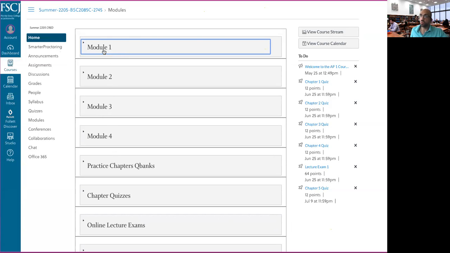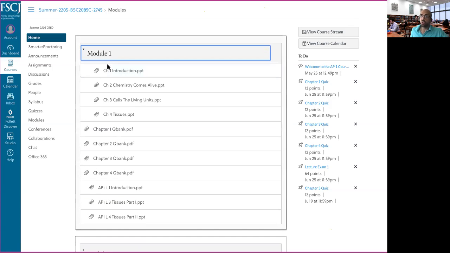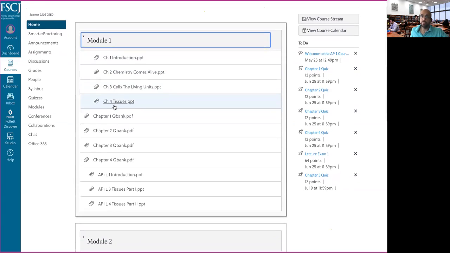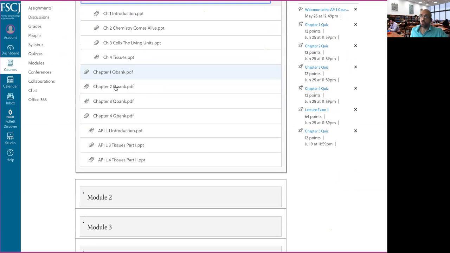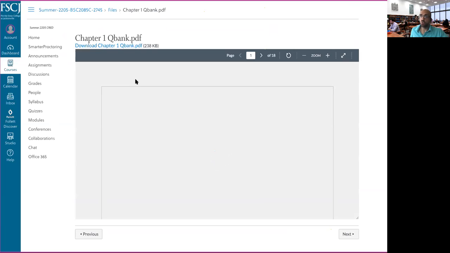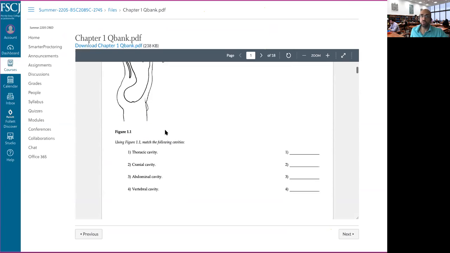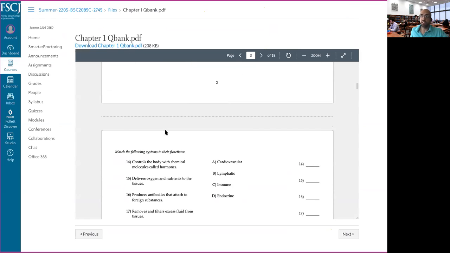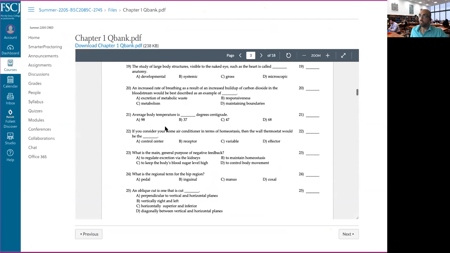The curriculum is divided into 4 modules. In module 1, we are discussing the first 4 chapters: chapter 1, 2, 3, and 4. You will also find, under the module, the Q banks, which correspond to the different chapters. Those are banks of questions made available for you to prepare for the lecture exams and the chapter quizzes. So it's very important for you to go and check your understanding, check your knowledge using those Q banks.